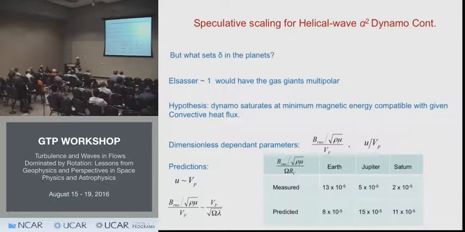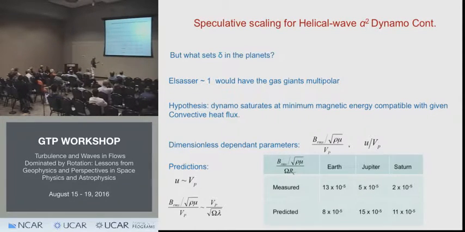The only simple way of getting something that's self-consistent I found is that if you assume that the growing magnetic field from some transient growth saturates at the lowest magnetic field strength compatible with a given heat flux, that does allow you to estimate delta. I'm not sure why it should do that, but it's worth trying. And when you do that, you find the following predictions.